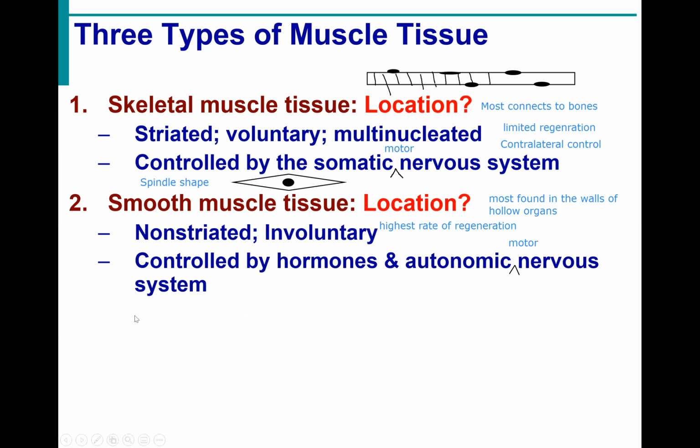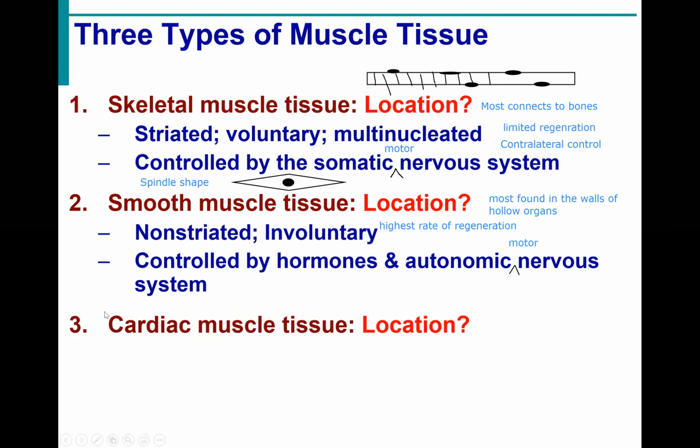Excellent. That brings us to our third type, our cardiac muscle tissue. And of course, where is our cardiac muscle tissue found? The heart. Absolutely. And more specifically, heart only. One place and one place only. Whereas most skeletal muscle attaches to the bones, most smooth muscle is in the walls of hollow organs. You find cardiac muscle one place and one place only, and that one place we find it is the heart.